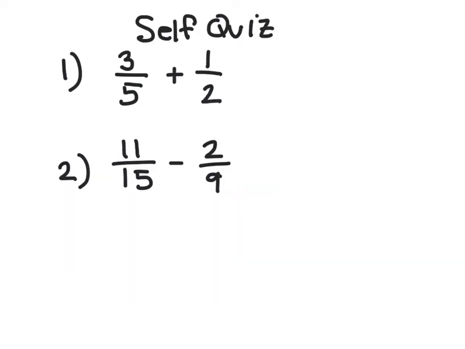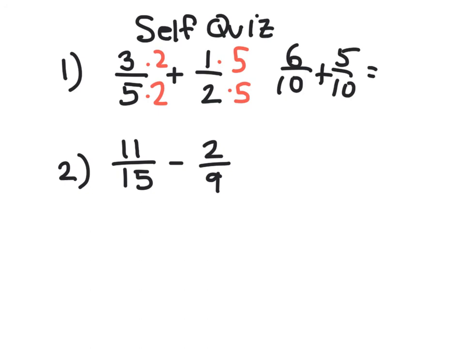Here's a self-quiz. Go ahead and write these down, pause the video, and take the self-quiz. Then restart to see how you did. Welcome back from pausing the video. For the first problem, our least common denominator is 10. So we end up getting 6 over 10 plus 5 over 10, which equals 11 tenths. And just leave your answer improper, as I was saying.